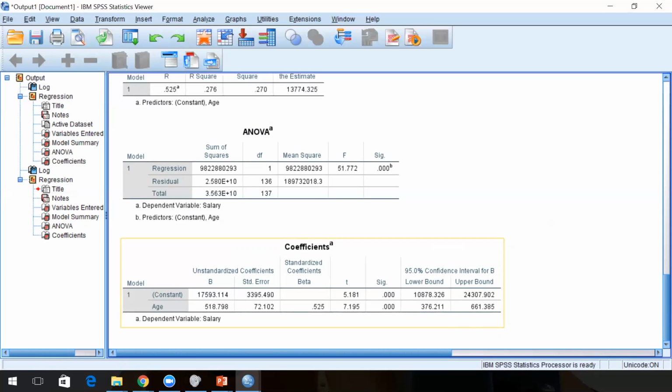But let's say that this is a sample and we hypothesize that there would be a positive relationship between age and salary. Well, we certainly did find that in a sample, with a coefficient for age of $519. So can we make an inference that that's likely true for a larger population? Well, we get a significance of 0.00.